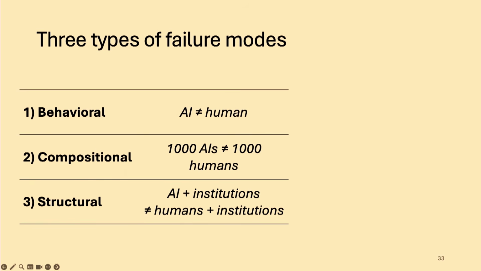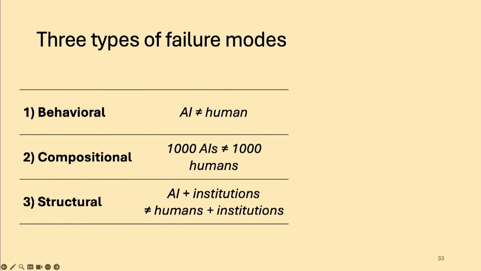You then have issues that arise from the compositionality of humans and AI, that you want the distribution of 1,000 or 1,000,000 AI models to also somehow be similar to the thousands or millions of humans that you're replacing. And then the last ones are what I call structural failures, which are when you take a human and the whole infrastructure and the institutions that exist around them, and you place an AI in the middle of this, you still want things to look the same.